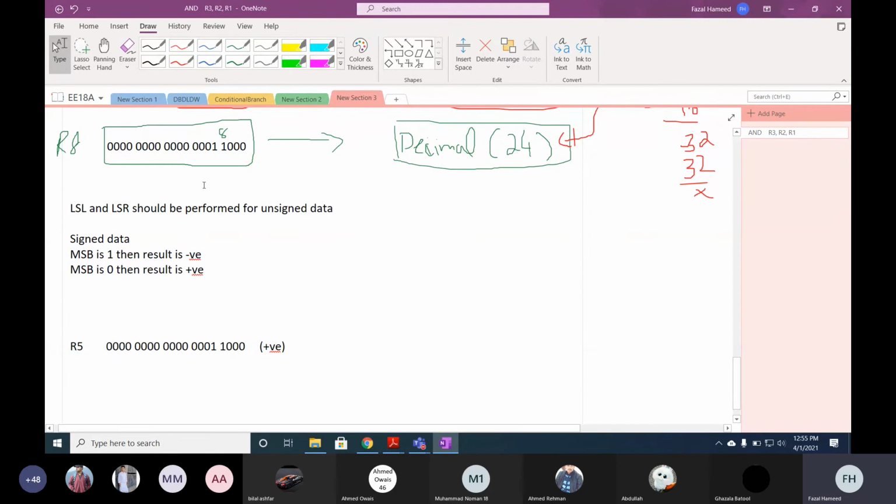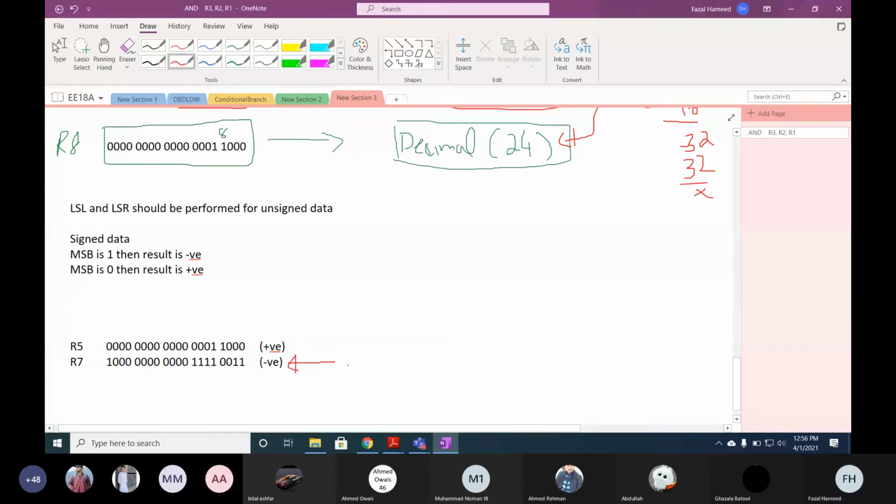But let's assume we have this data. R7 is the register, and then we have 1, 0, 0, 0, 0, 0, 0, 0, 0, 0, 0, 0, 1, 1, 1, 1, 0, 0, 1, 1. So is this result positive or negative? Negative.